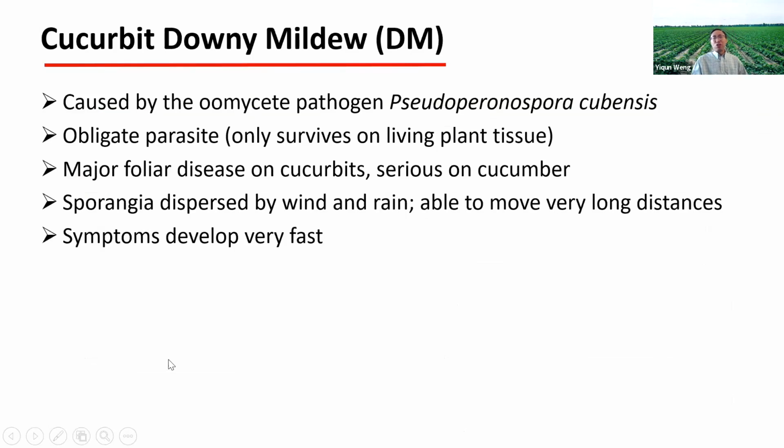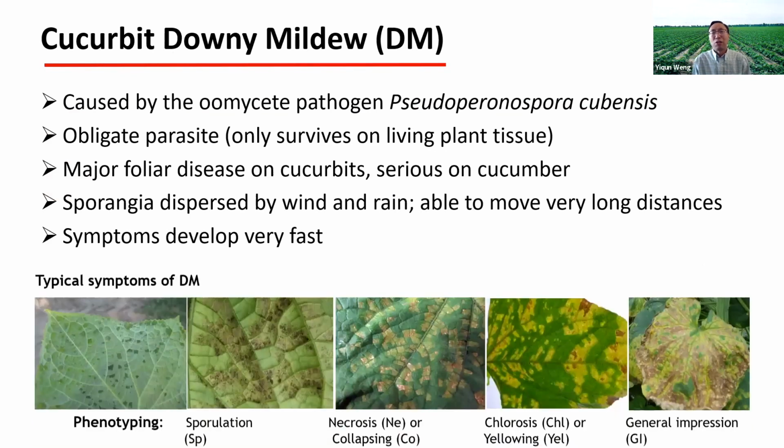So for downy mildew, many of you are probably familiar, particularly people working on cucurbits. It is the biggest threat of all the cucurbits, but it's particularly a problem for cucumber. It's caused by the pathogen called Pseudoperonospora cubensis. The primary reason is that it develops so fast. Once you find it, it's very difficult to control.